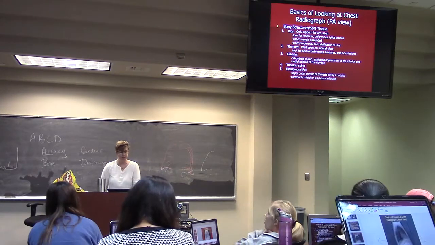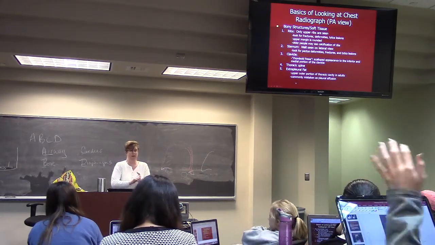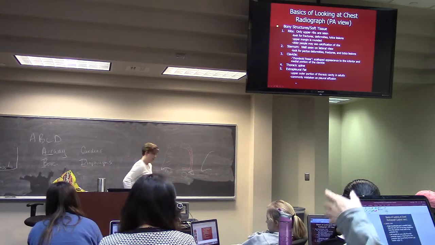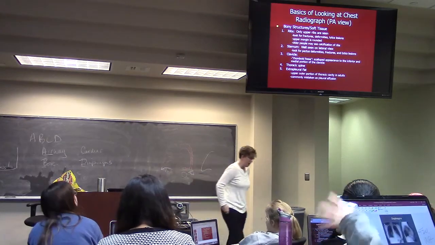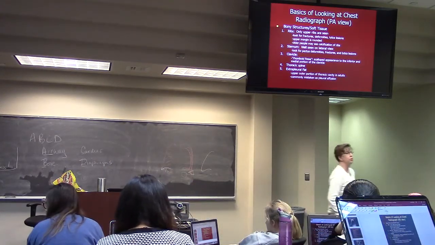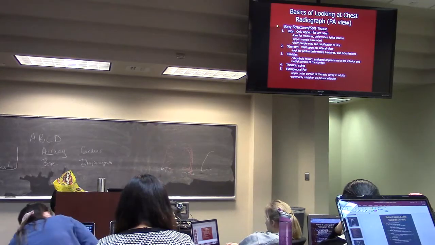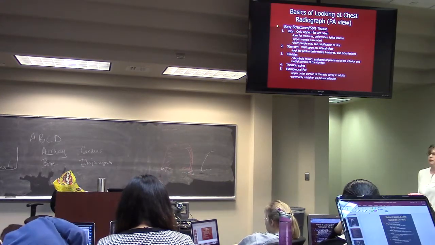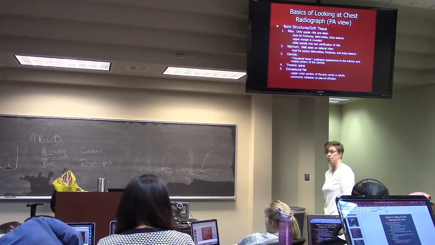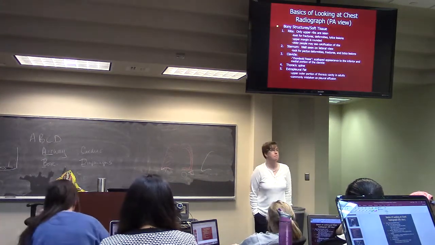All right, on to the bones. Gotta look at bones. How do we usually get a pneumothorax? How would you think? I know you haven't had this lecture, but what would you think people get a pneumothorax from? A broken rib. Yeah. Trauma.